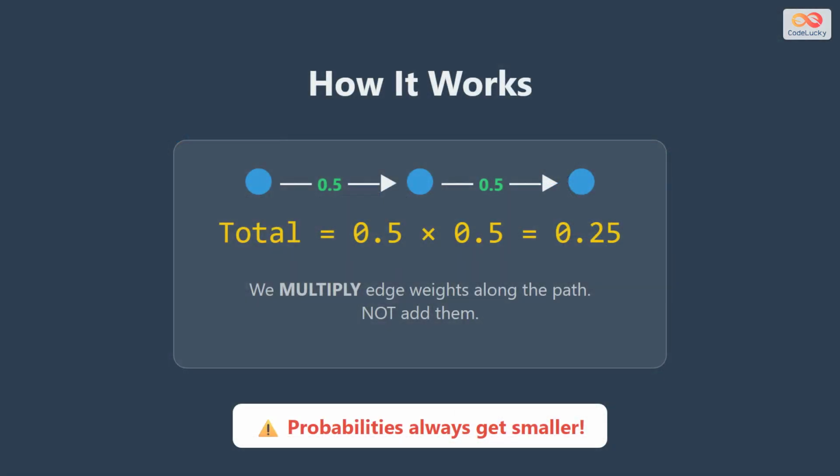Before we jump into code, let's look at the math. When you travel through multiple steps, you don't add the probabilities. You multiply them. For example, if 2 steps each have a 0.5 probability, the total probability is 0.25. This is crucial because multiplying numbers between 0 and 1 always results in a smaller number.